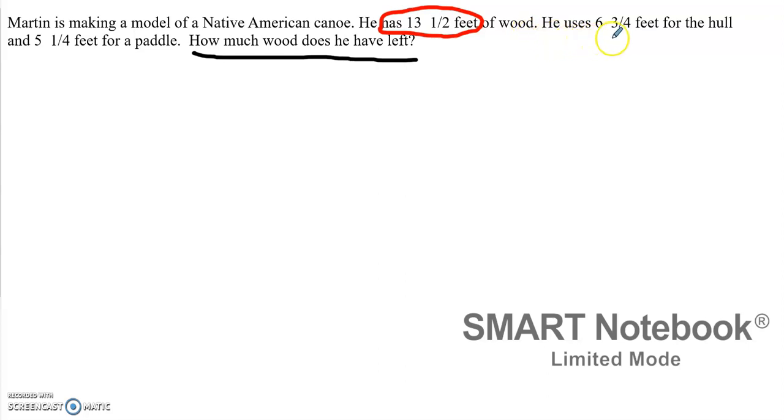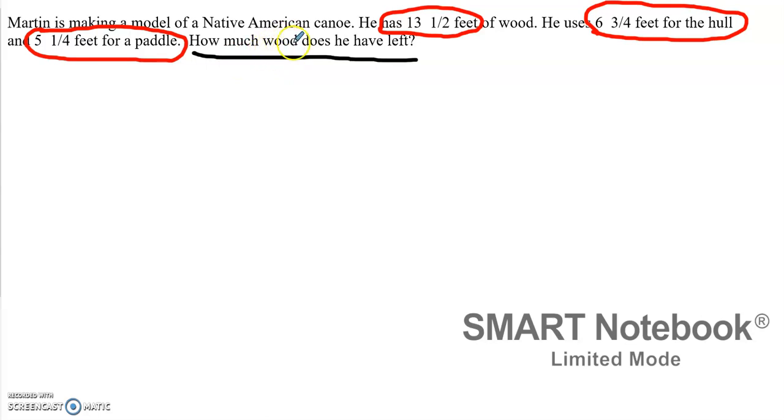It says he uses 6 3/4 feet for the hull and 5 1/4 feet for the paddle. We actually have two pieces of important information here, right? We have 6 3/4 feet for the hull, so I'm going to circle that. And then we also have the 5 1/4 feet for the paddle. Note how I use different colors for my important information and my question. That's important because I want to separate those two pieces of information, since they're both very crucial, and we're going to have to go back to this black line later to make sure that we have the right answer.